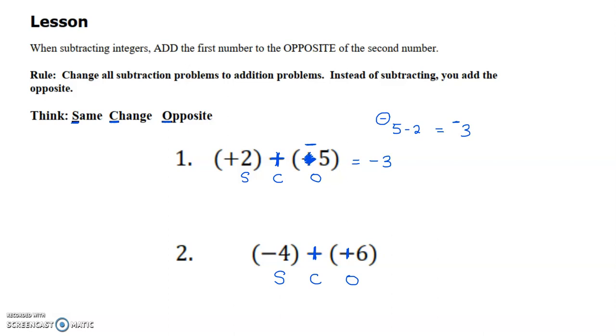Now I have -4 plus +6. Again, my integer rules for adding tell me that I have subtraction because the signs are different. So the 6 minus 4, and because the 6 is the higher number, we're going to keep that sign. 6 minus 4 is 2, and that's going to be a +2. So the result here is +2.